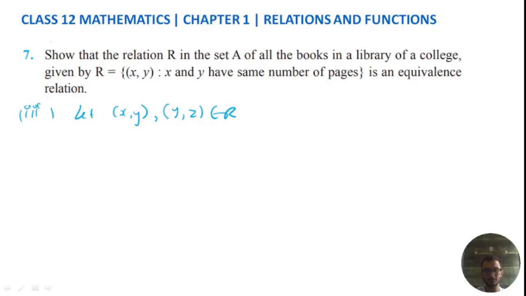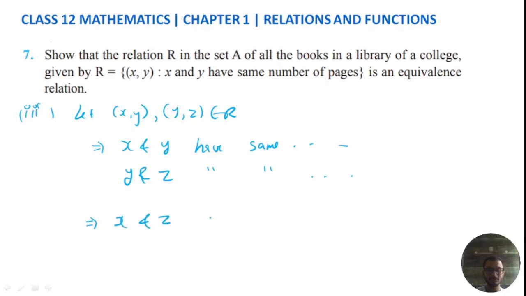Okay, so what does this mean? First of all, x, y belongs to R means that x and y have the same number of pages. Y, z belongs to R means y and z have the same number of pages. Now x and y have the same number of pages and y and z have the same number of pages, but this also means that x and z have the same number of pages, right? So this implies x, z belongs to R, because this is the definition of R.